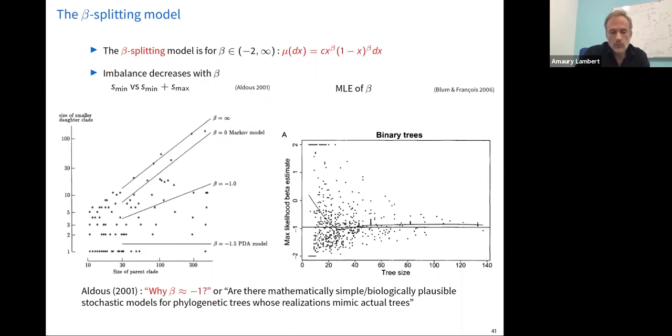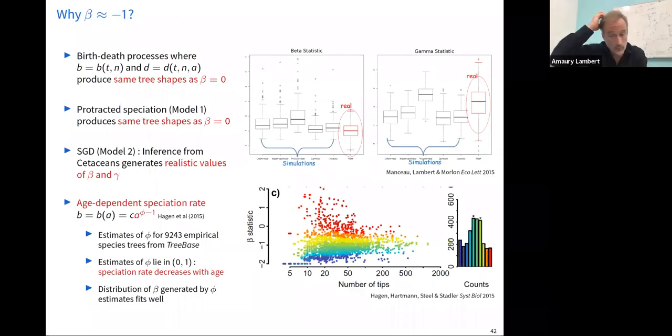And so I want to give here, and then it will be over, a few partial answers to that question. First, if you remember one of the first slides, I showed you that when you look at birth-death processes, the reconstructed tree always has the same tree shape as beta equals 0, whenever B only depends on T and N, and D only depends on T, N, and A.